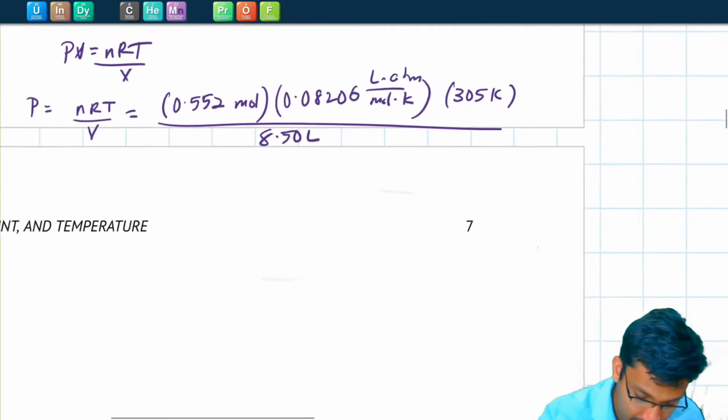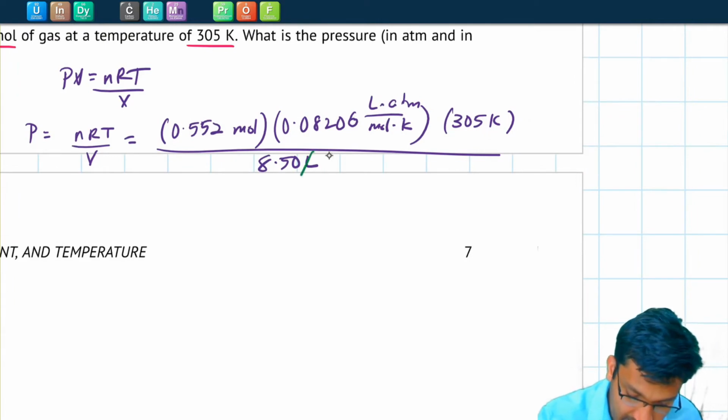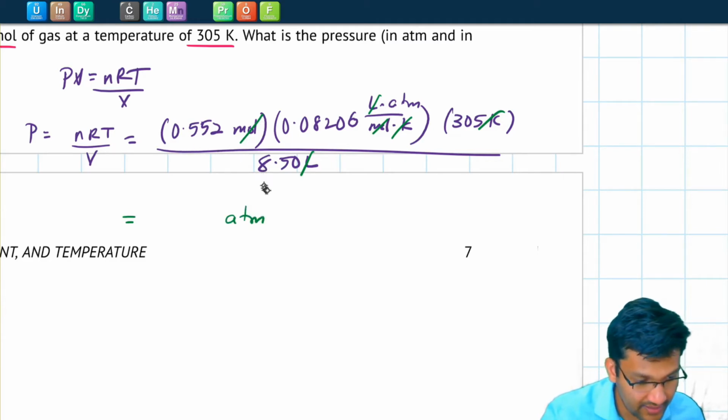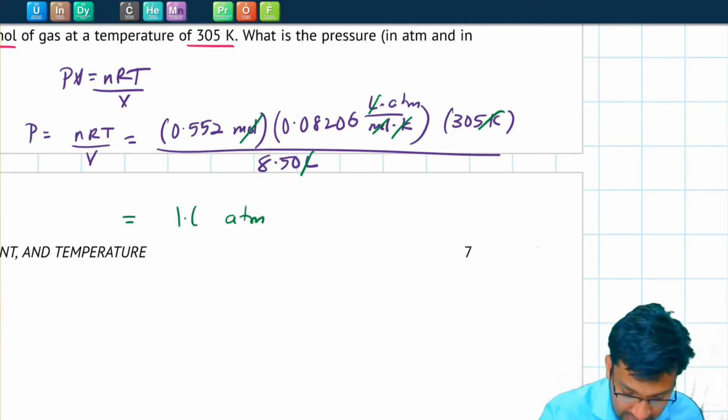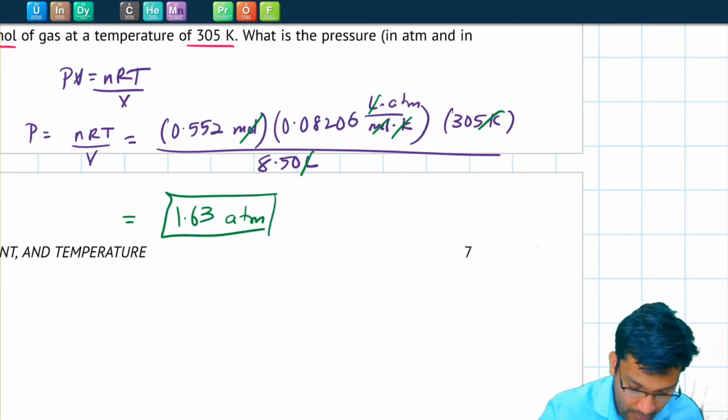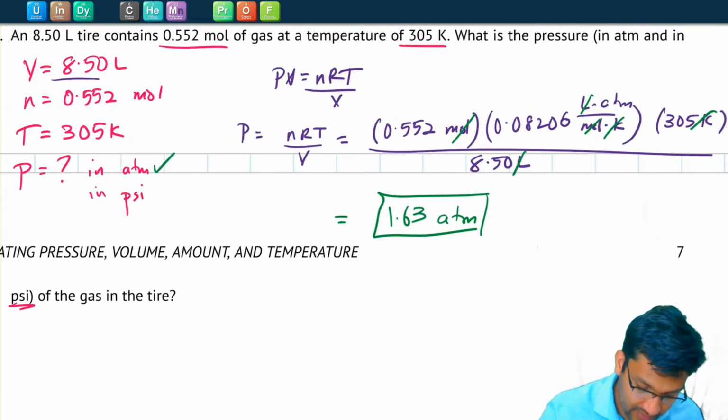All right, so let's see what we get. Liters cancel out with liters, atmospheres cancel with, nope, atmospheres do not cancel out. Moles cancel with moles, Kelvin cancel with Kelvin. And what we're left with is something in atmospheres. Punch this in our calculator, I get 1.63 atmospheres. So we got the pressure in atmospheres.